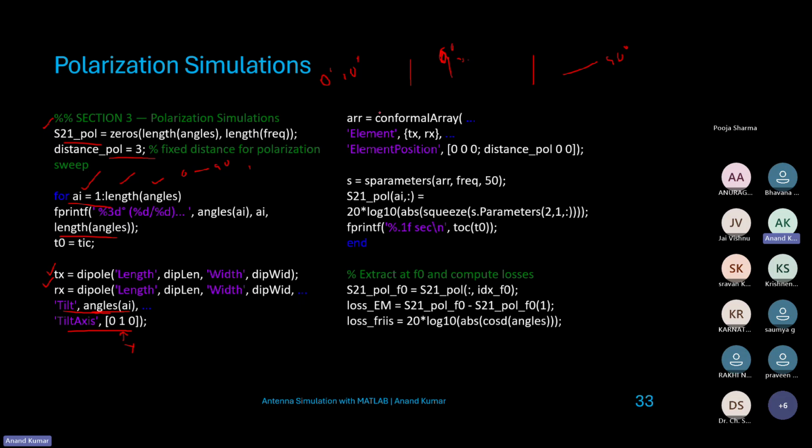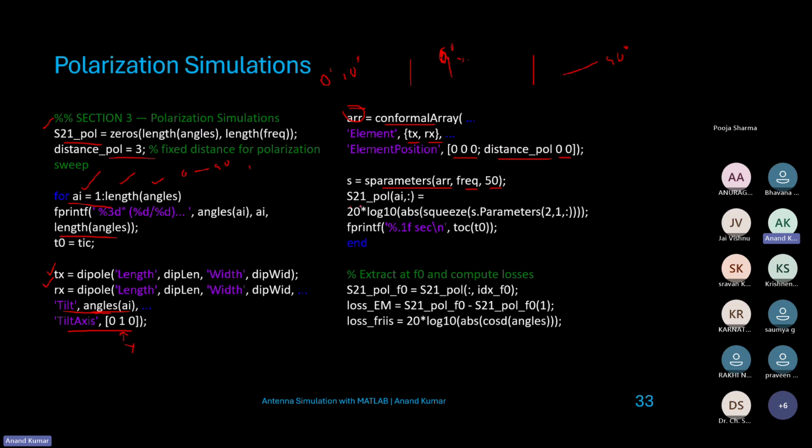Then we create the simulation space using a conformal array, and its object is ARR. The conformal array takes the list of elements, so we have a transmit and a receive. The element positions are given: one is at the origin, the other is 3 meters away from the origin in the x direction. Once we have created the conformal array, we use the S parameter function with 50 ohm normalization and the frequencies on which we want the S parameters.